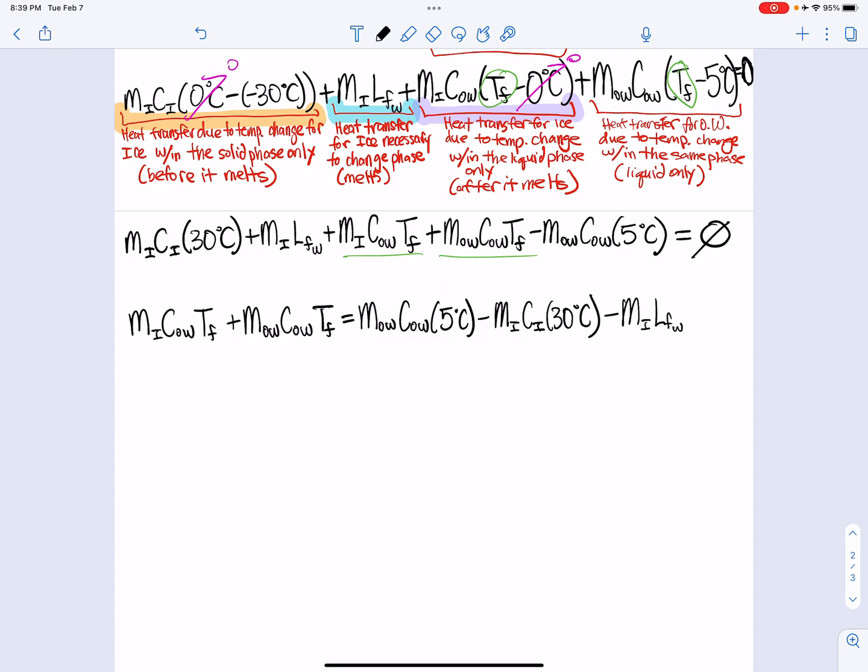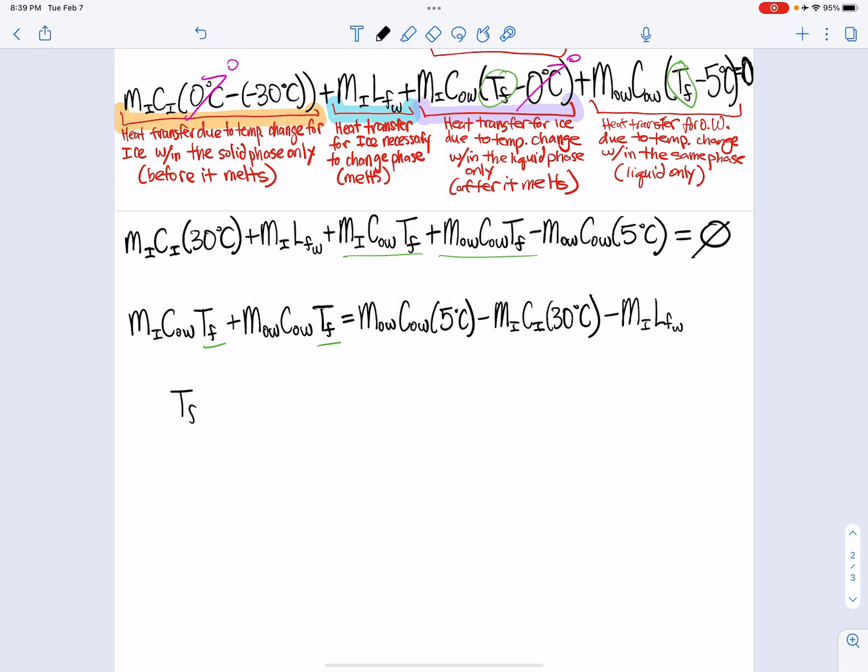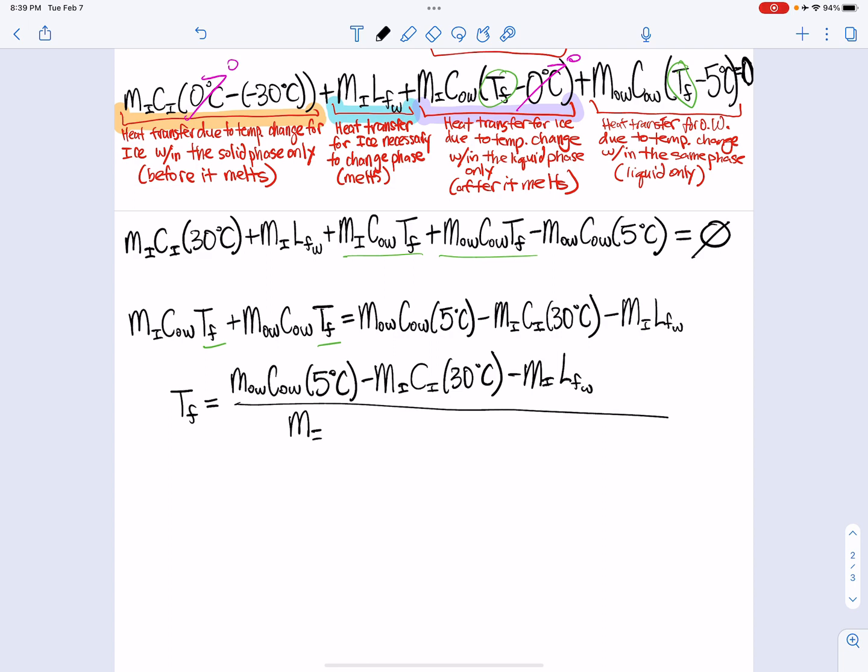Okay? And then if I factor out the final temperature on the left side of the equation, I will have TF equal to all of this: the mass of ocean water, specific heat of ocean water, times 5 degrees Celsius, minus mass of ice caps times specific heat of ice caps times 30 degrees Celsius, minus mass of ice caps times the latent heat of fusion for water, divided by mass of ice caps, specific heat of ocean water, plus mass of ocean water times specific heat of ocean water. Okay?